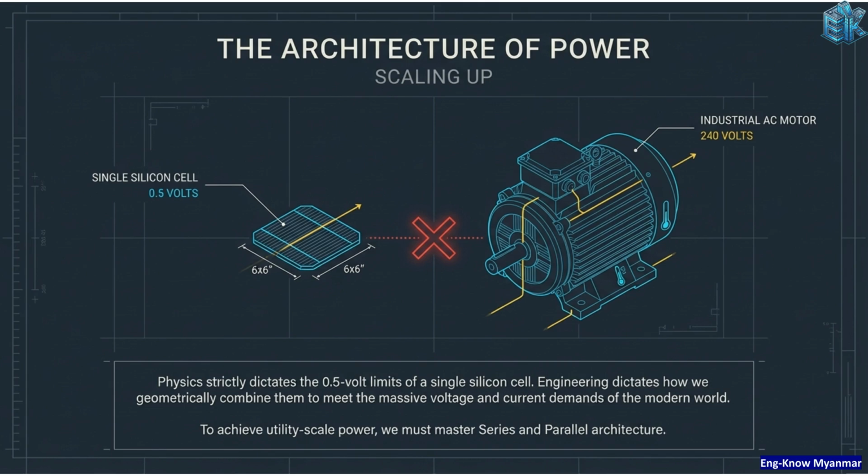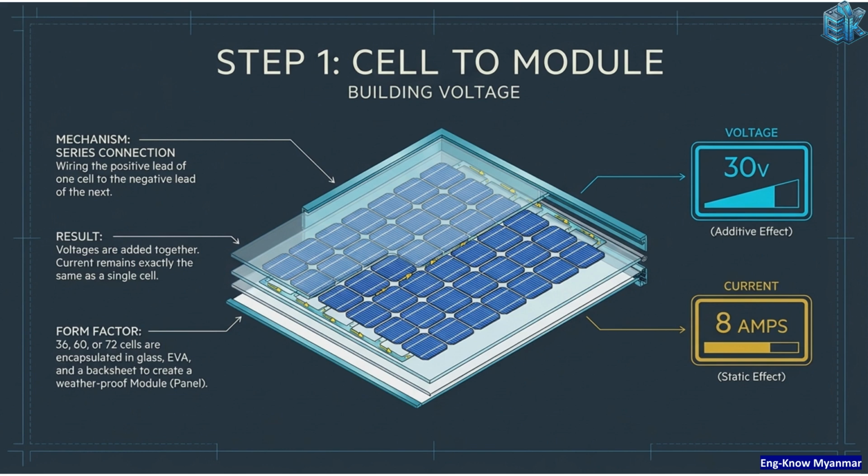To achieve utility-scale power, we must master series and parallel architecture to geometrically combine cells and meet the massive voltage and current demands of the modern world. Step 1 is cell to module, building voltage through series connection. Wiring positive to negative adds voltages together, creating an additive effect. The current remains the same as a single cell, a static effect. Encapsulating 36 to 72 cells creates a weatherproof module.